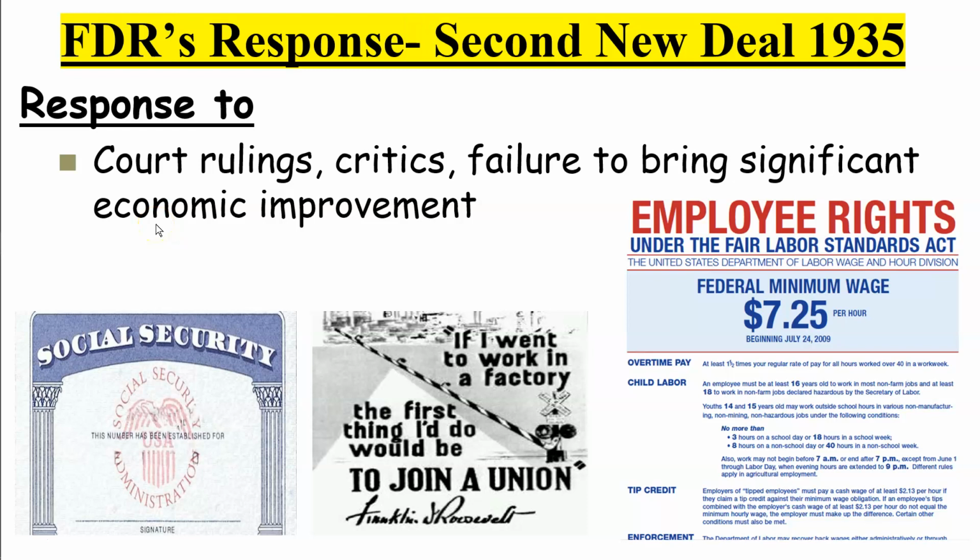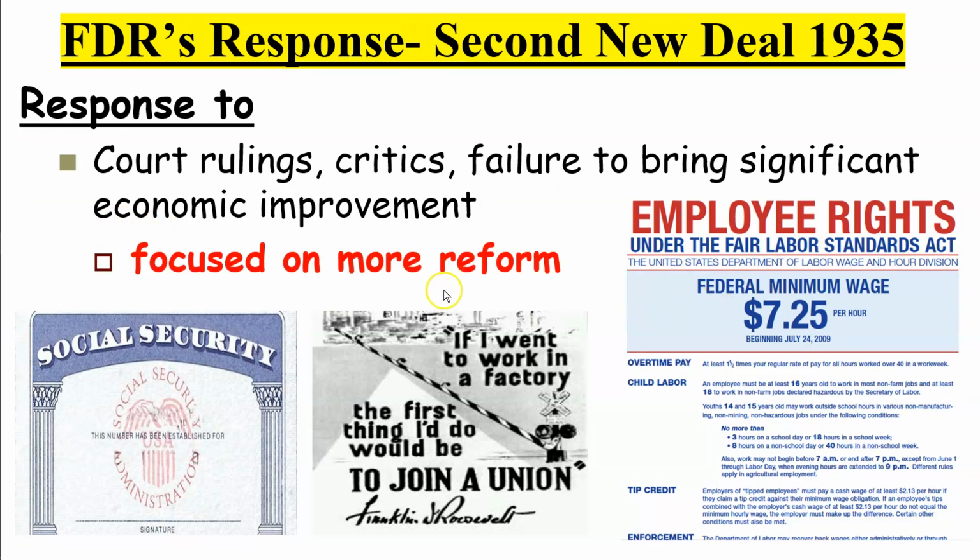So FDR's response to this, in the second New Deal, his second term in office, is to come up with better written laws, right? Things that are more fitting to what a court would approve, and to structure them differently. And the focus in the second New Deal is more on reform, the reforms that are around here yet today.